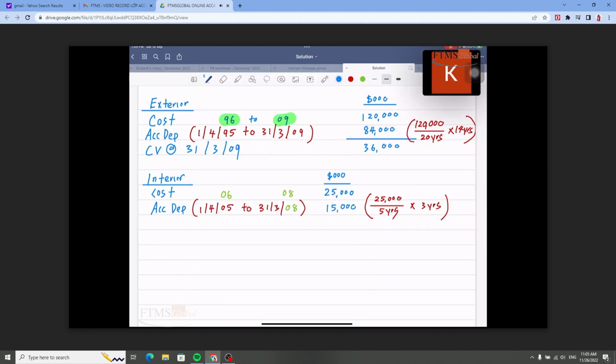Okay, so what you have just done is to calculate the carrying value of the opening balance, right? Which is the carrying value at 31st March 08. And the number is 10,000.